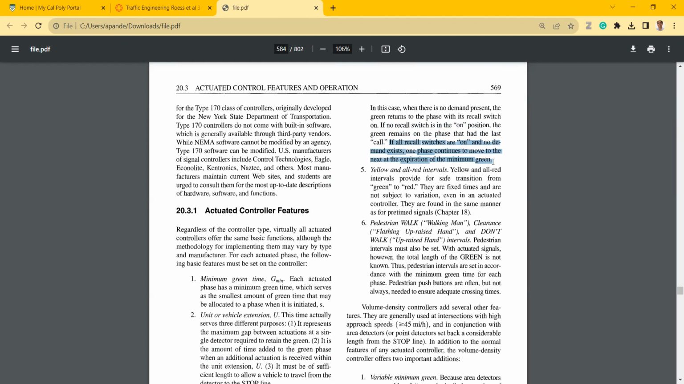And then yellow and all red interval, again, safe transition from green to red. We talked about that.